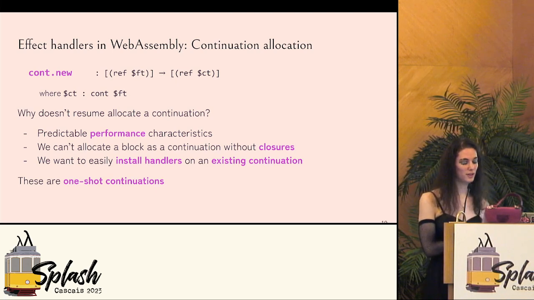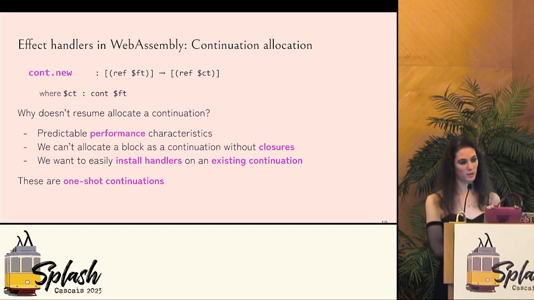We also have this continue instruction. And people who are familiar with the traditional treatment might wonder, why don't we allocate a continuation when we, for example, install a handler? Well, we want predictable performance characteristics. So with this treatment, we know that any use of continue allocates a continuation and nowhere else does. And it also makes sense ergonomically because we can't use a block or a closure, because we can't allocate closures in WebAssembly. And we also want to be able to install handlers on existing continuations.